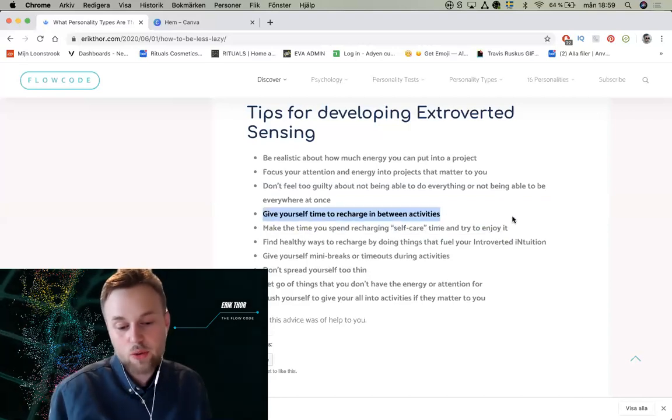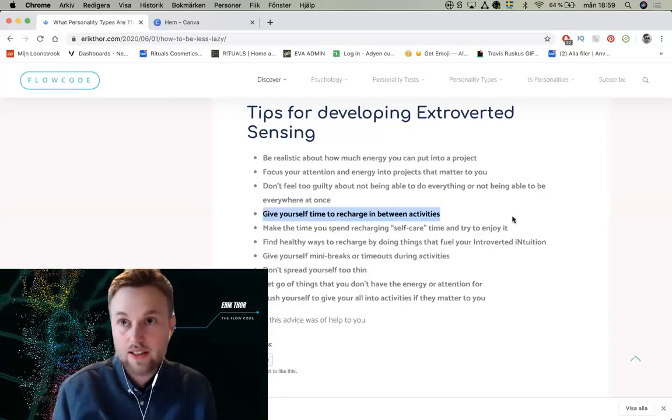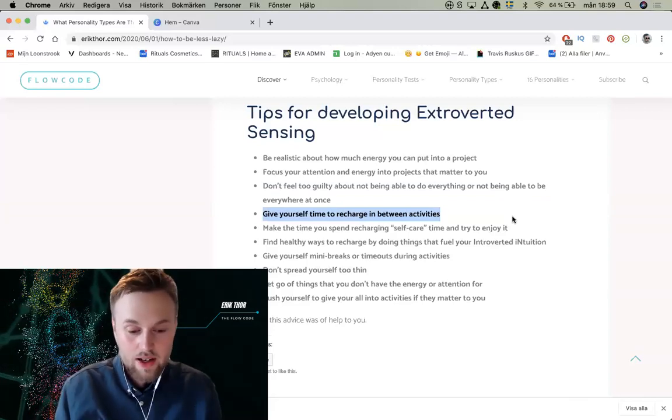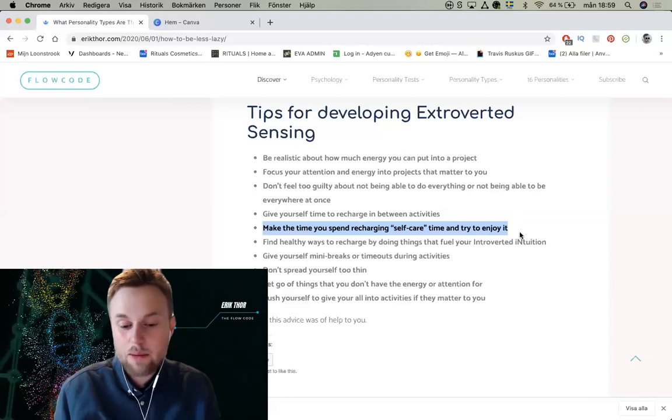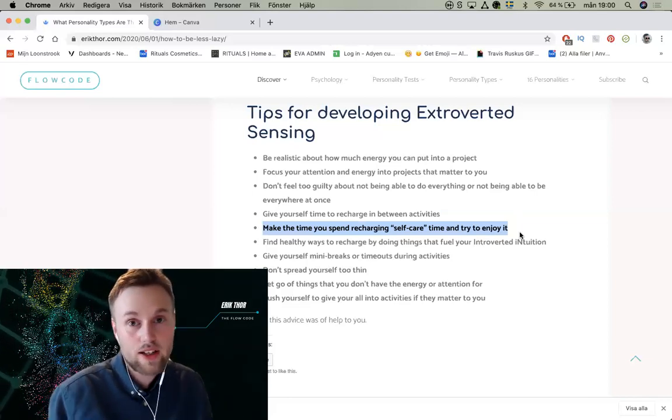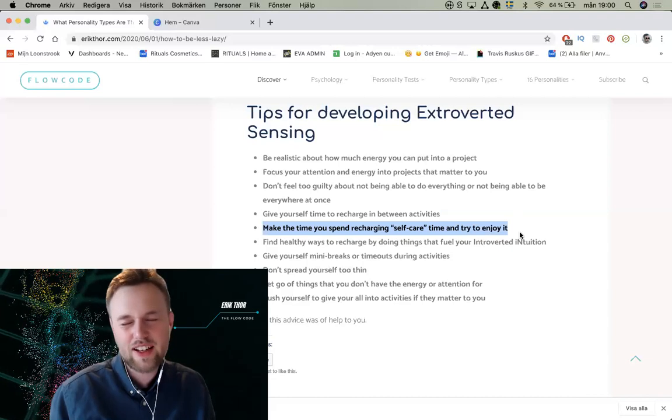Give yourself time to recharge in between activities. This might seem common sense, but it needs to be said. And more importantly, make the time you spend recharging self-care time. So actually, don't spend time relaxing and feeling terrible, doing things you hate. Spend time recharging by doing fun things that you enjoy.